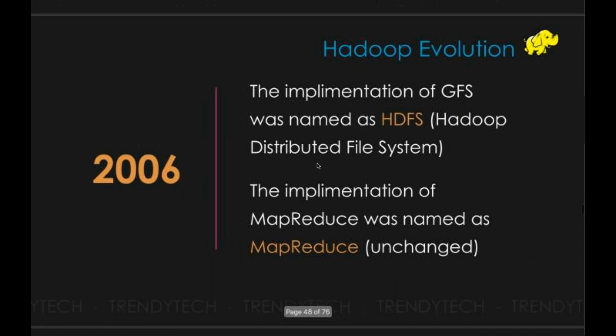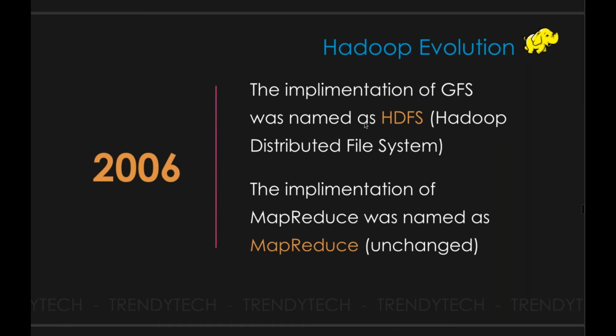So the implementation of GFS was named HDFS. That means Yahoo took the GFS, Google File System paper, implemented it, and the name they gave to this is HDFS, which stands for Hadoop Distributed File System. Many of you might have heard this term.